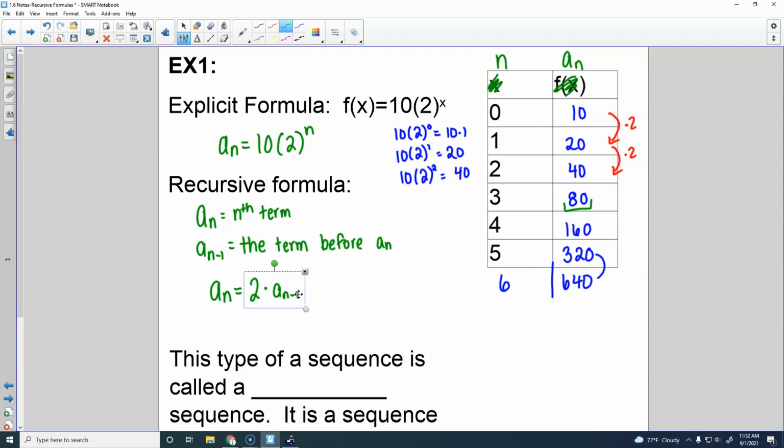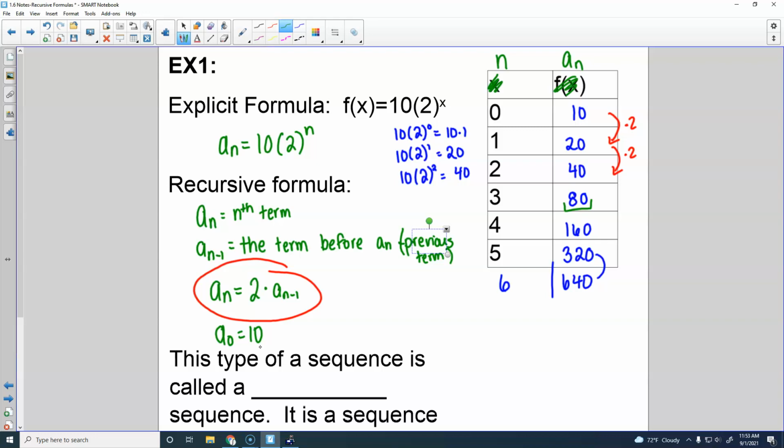All this is telling us is, to get a number on the table, multiply the previous term. We could also think of this a sub n minus 1 as just the previous term. Multiply that previous term by 2. So this would be our recursive formula. Sometimes they will also tell you a sub 0 equals 10, or a sub 1 equals 20, giving you one value that you need to start from.